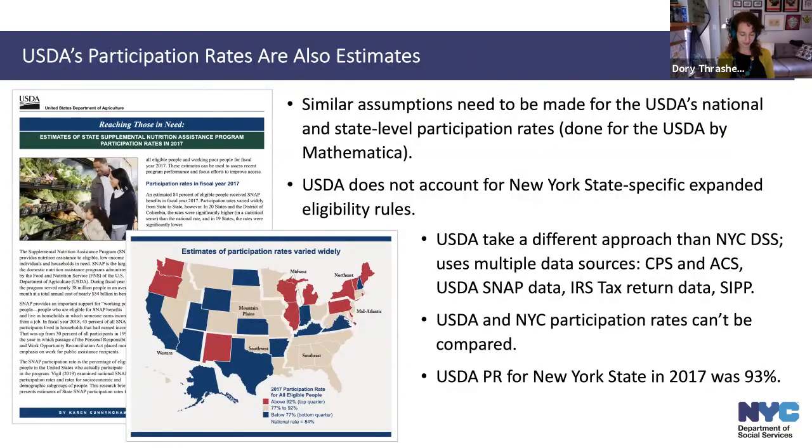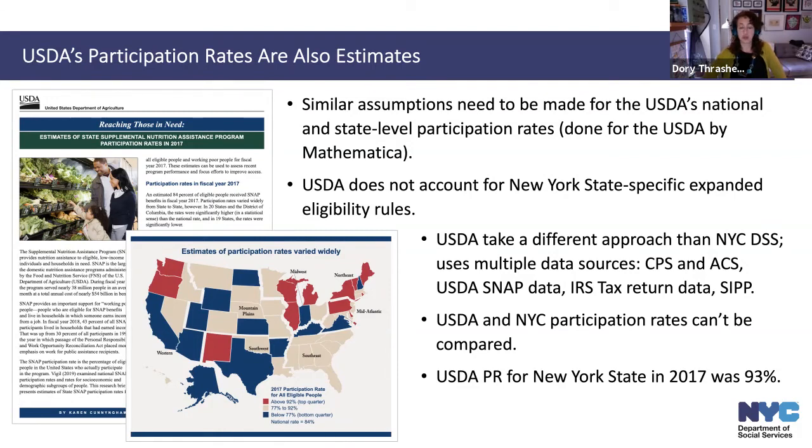So I also want to say that we're not the only people who try to estimate a SNAP participation rate. The USDA does this as well. Actually, Mathematica does it for them. But they calculate a national estimate and break it out by state, and it doesn't account for state-specific rules. And New York State is a little more expansive in who is eligible than the national rules.